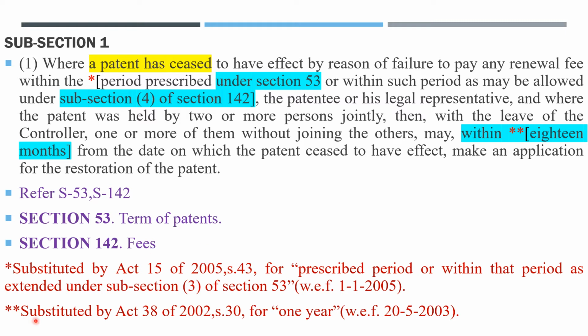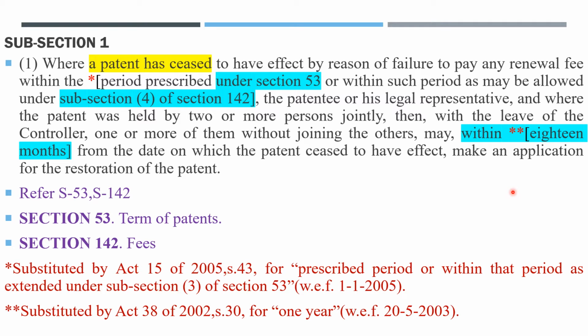Similarly, go to the double star mark. We can see here that the words inside the square bracket were 1 year earlier and now it is 18 months. Okay, that means the time period was 12 months earlier and after the amendment it is 18 months. Just remember like this. Now we will try to analyze our subsection.